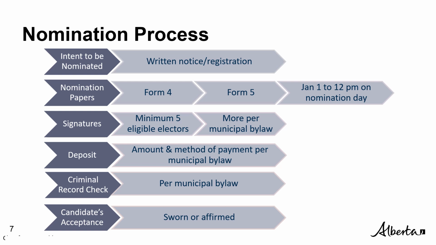Local jurisdictions must maintain a register of prospective candidates and make it publicly available on their website, with certain personal information redacted. For individuals to be formally nominated, the registration process must first be completed, plus the nomination paper and candidate's acceptance, which is Form 4, and the candidate information form, which is Form 5, must be submitted to the local jurisdiction starting January 1, 2025, and up until 12 noon on September 22, 2025.